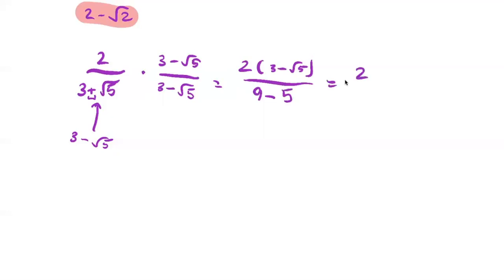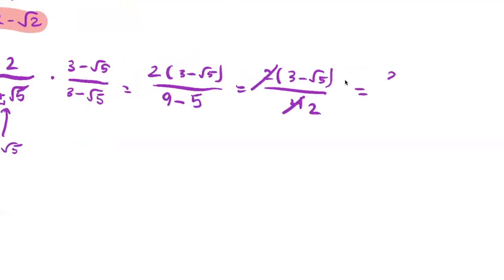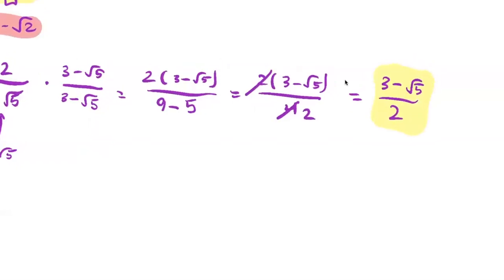So we have 2 times, let's go ahead and distribute that out. Actually, let's keep it in that form, because 2 times 3 minus root 5 over 4. I kept that in form so I can just cancel that out, leaving 3 minus root 5 over 2. And that is our final expression after rationalizing the denominator.